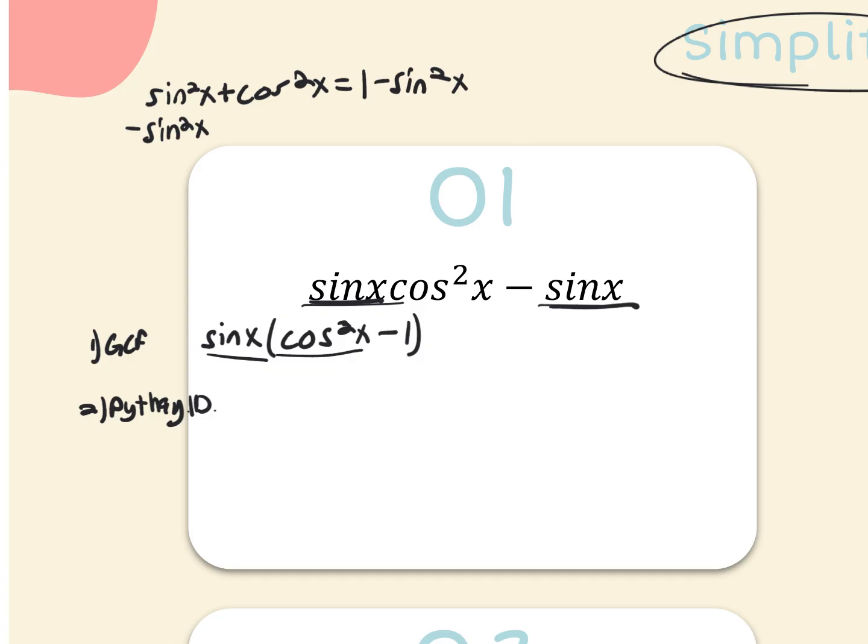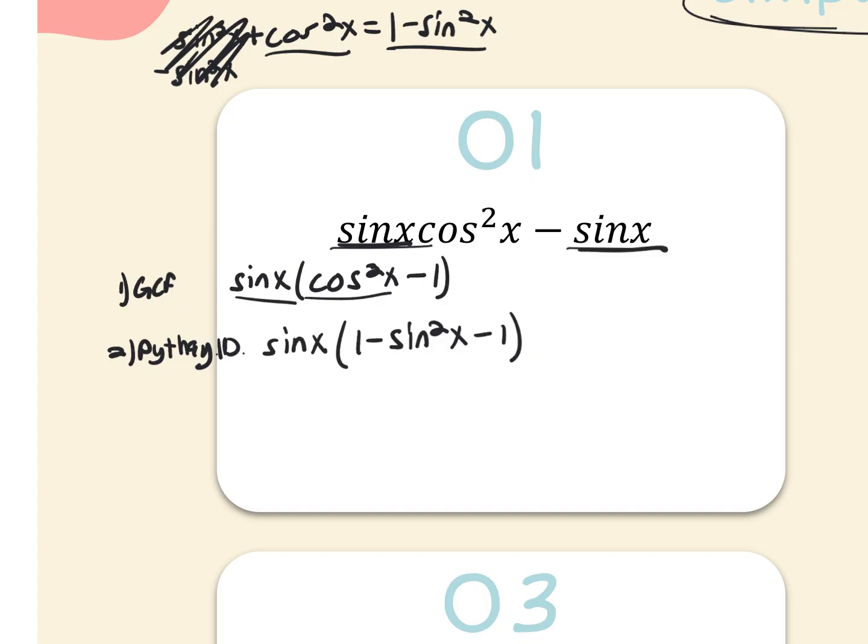All right, and then that gets rid of this over here, and then we get cosine squared x is 1 minus sine squared x. All right, so then what does this give us? This gives us sine of x times 1 minus sine squared x minus 1. All right, how does that help us, right? You just simplify now, right? 1 minus 1 gets you 0.